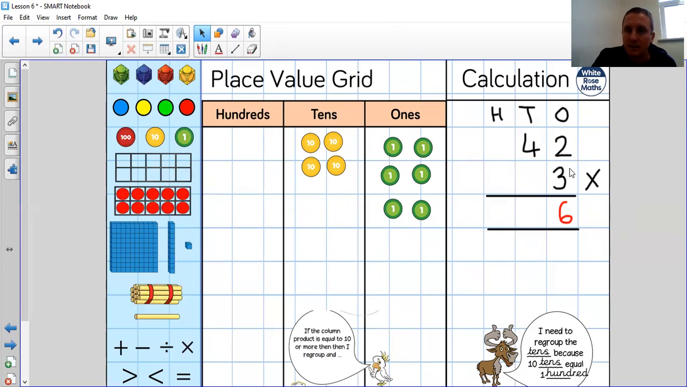Now, my next calculation, I need to do 3 groups of 40. 3 times 40. So there's 1. There's 2.